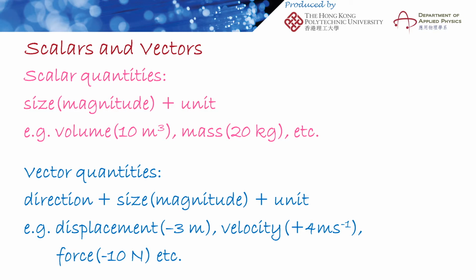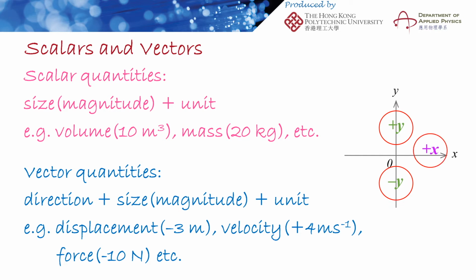Vector quantities show the directions, the magnitudes, and the unit. We usually define upward direction as positive. Downward direction is negative. Right-hand side is positive, and left-hand side is negative, just like the rectangular coordinate plane. Displacement, velocity, and force are examples of vector quantities.